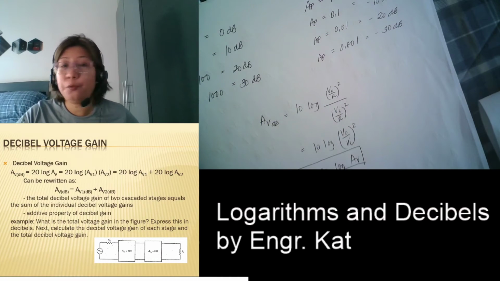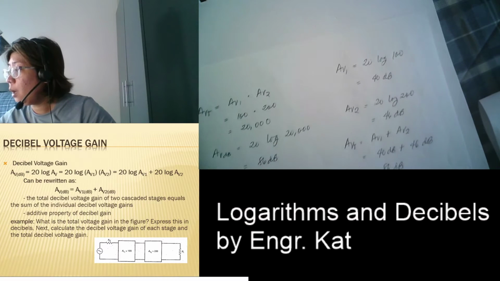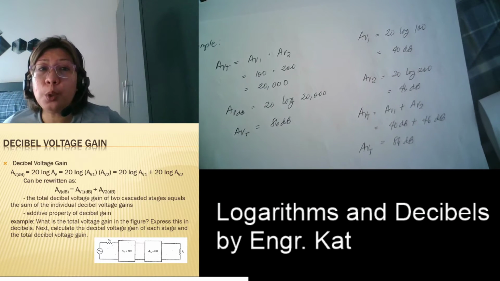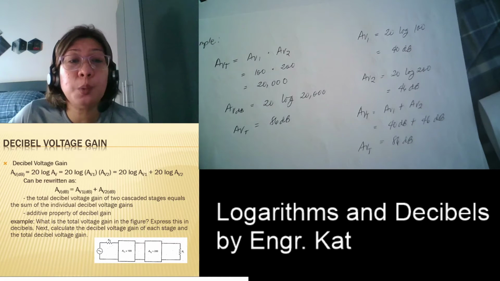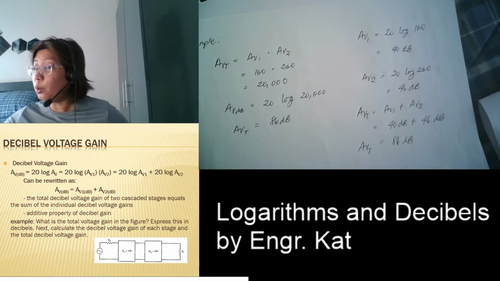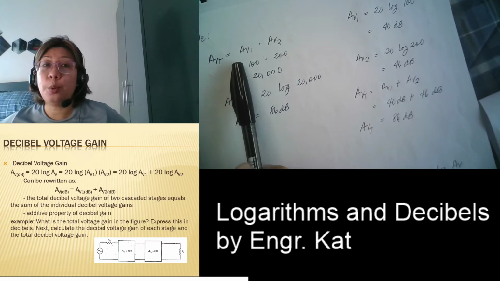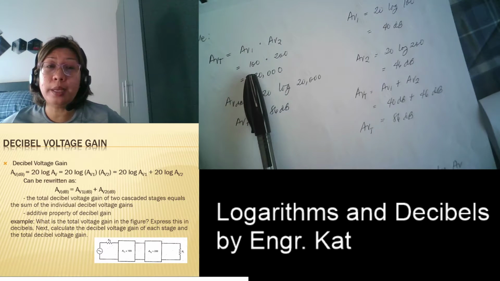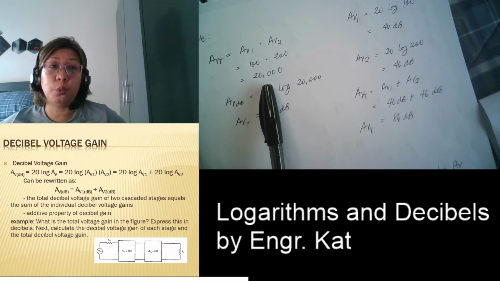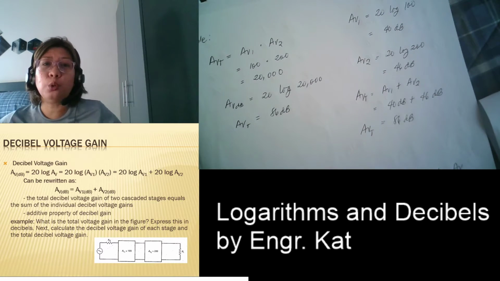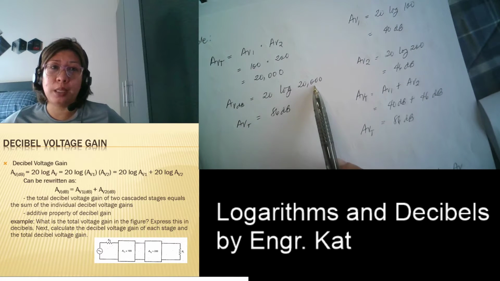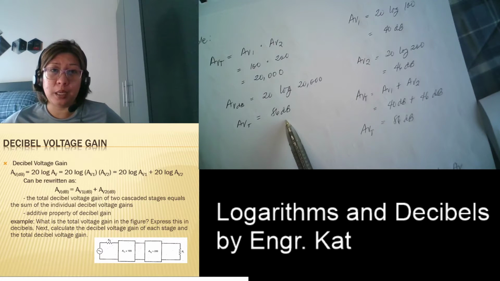For this example, first we solve for the total voltage gain and express it in terms of decibel. So the total voltage gain is the product, AV1 times AV2. That will give you 100 times 200, which is 20,000. Expressing that in decibels, we use 20 here because that is a voltage. So 20 logarithm of 20,000 gives you 86 dB.